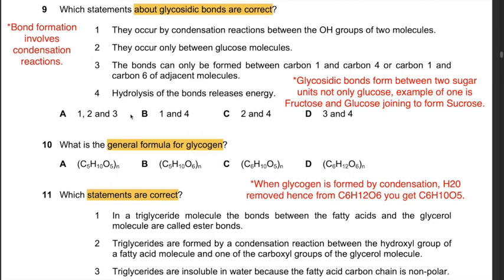Question 9. Which statements about glycosidic bonds are correct? 1. They occur by condensation reactions between the OH groups of 2 molecules. 2. They occur only between glucose molecules. 3. The bonds can only be formed between carbon 1 and carbon 4 or carbon 1 and carbon 6 of adjacent molecules. 4. Hydrolysis of the bonds releases energy. Now statement 2 is obviously incorrect as glycosidic bonds form between 2 sugar units, not only glucose, and one such example is fructose and glucose joining to form sucrose.